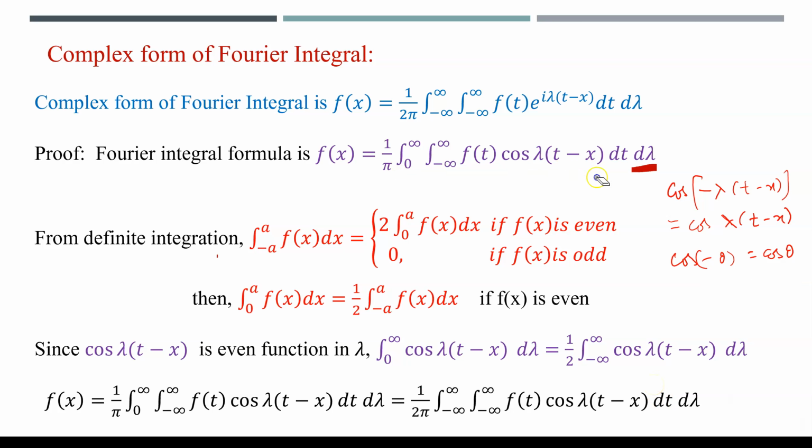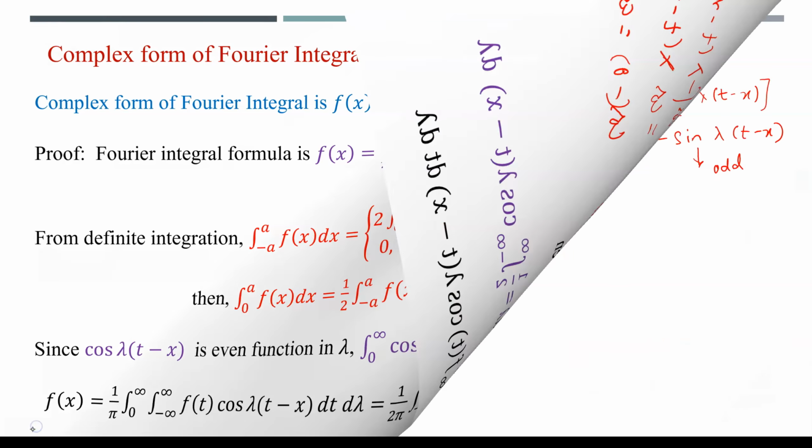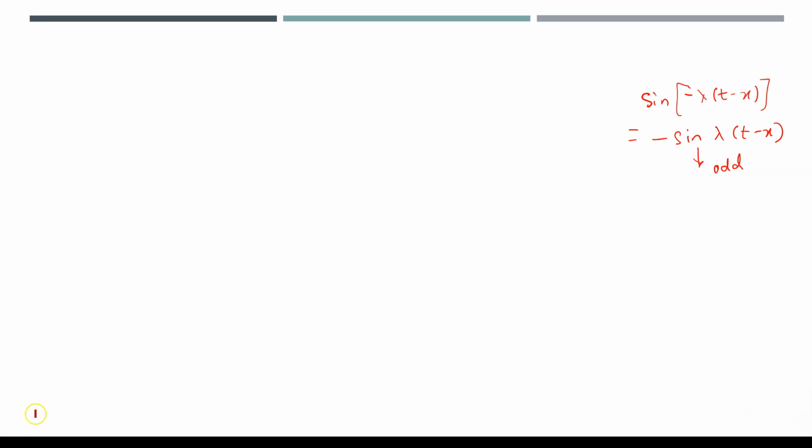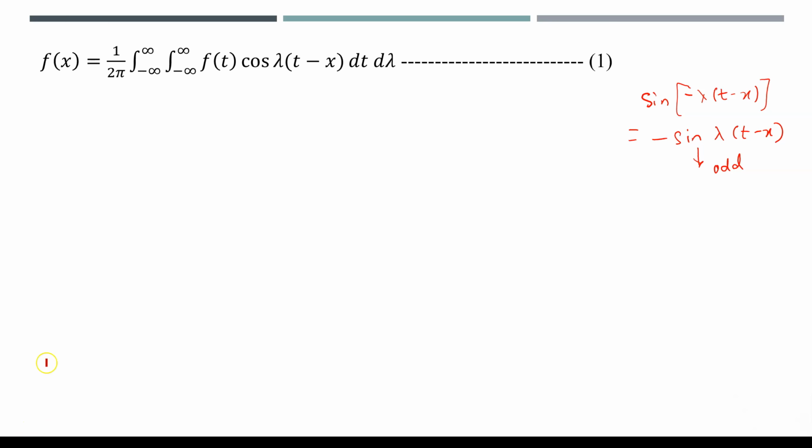Now here, after modifying this using a definite integration formula, we can write this as 1 by 2 pi integral minus infinity to infinity, integral minus infinity to infinity f of t cos lambda into t minus x dt d lambda. Let us say this is equation 1. Now let us see the cos term.